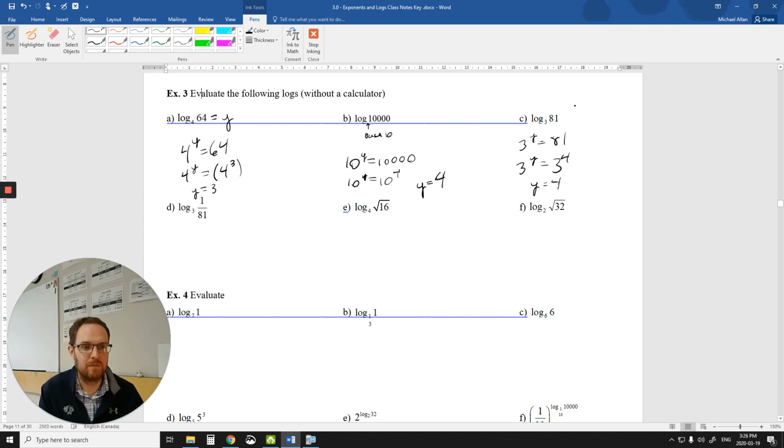If we make these things equal to y, we're going to do the same thing. We're going to make this equal to y, and then ask: what do I have to raise 3 to get 1 over 81?